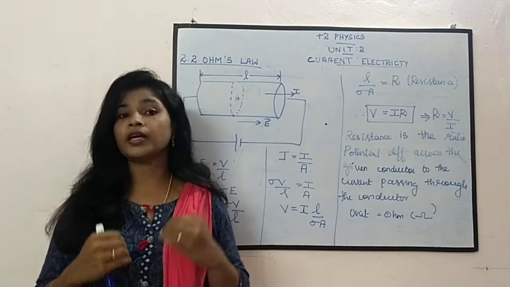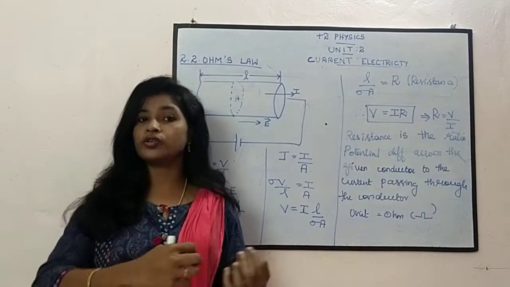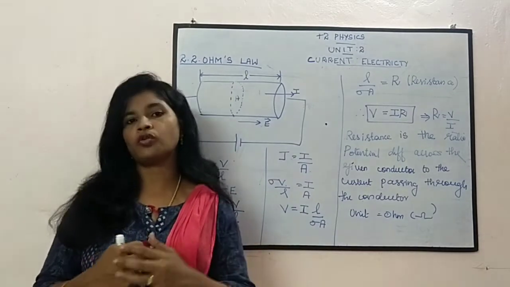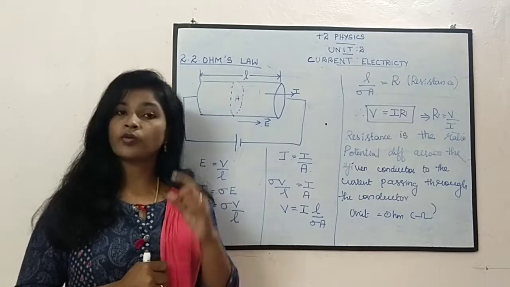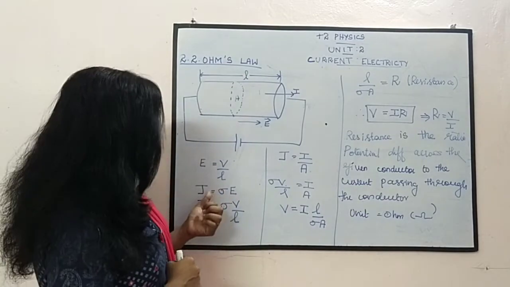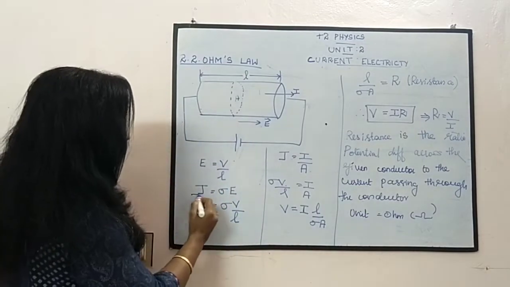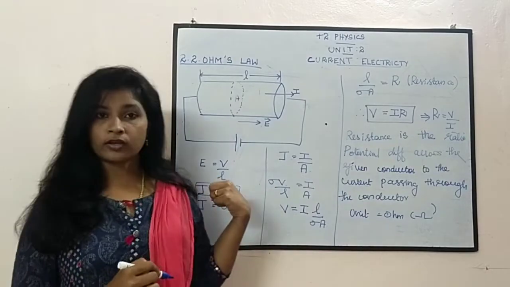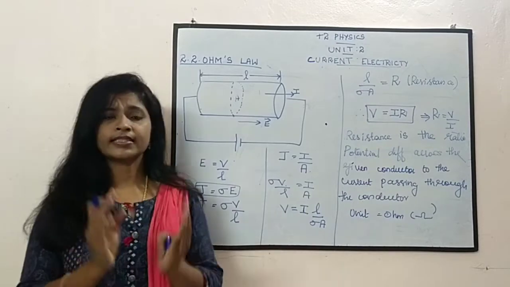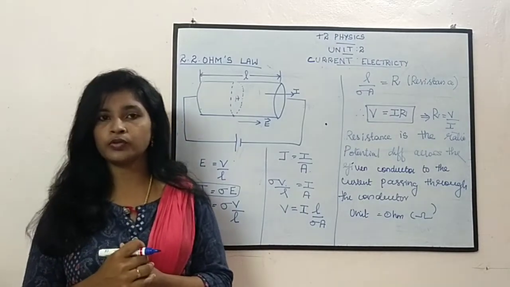Now what we are trying to do is derive the macroscopic form from the microscopic form of Ohm's law. So what is the microscopic form of Ohm's law? Already we have discussed that it is nothing but J is equal to sigma E. That is the microscopic form of Ohm's law.